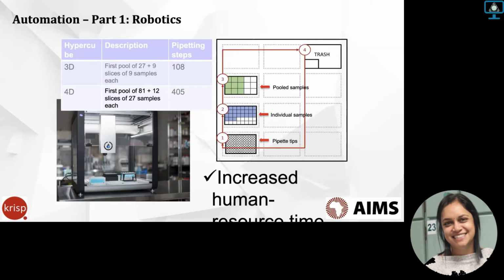The costs associated with manual labor were reduced, and the ability to easily replicate or modify protocols based on the starting number of samples and the desired number of pools was also possible by using this robot.